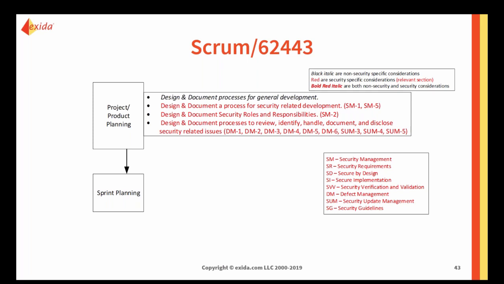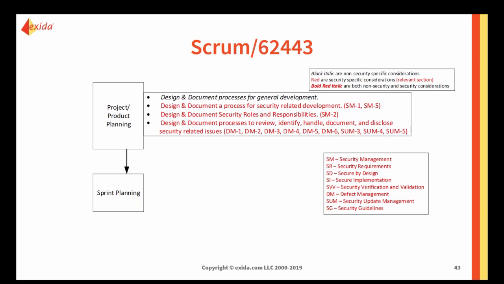Then we have security roles and responsibilities. Scrum says there's no differentiation. 62443 says that the testers have to be independent, but it does require you to at least provide roles and responsibilities and have people that are responsible for those roles and take part in a role and then have responsibilities, and that's to make sure nothing falls through the cracks. We also need to document a process that reviews, identifies, handles, and discloses any security-related issues. So we need to consider that before we start.